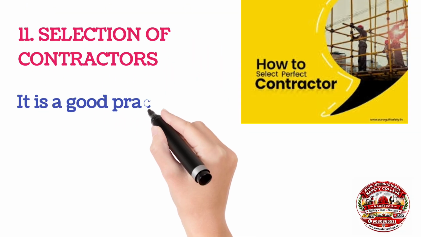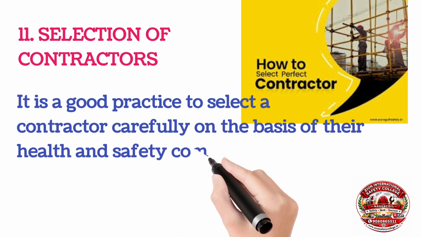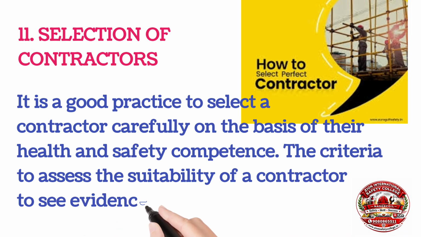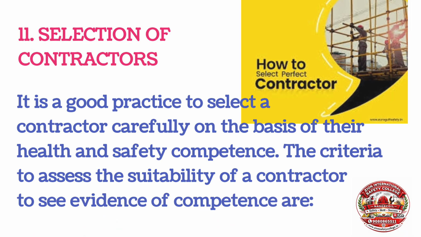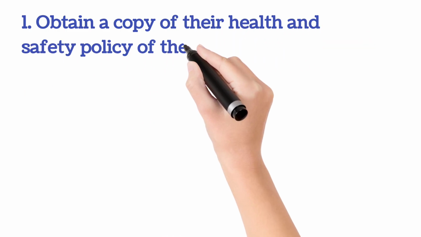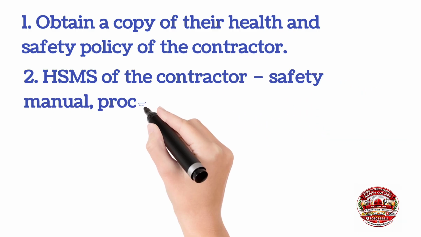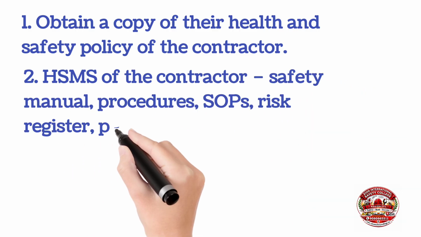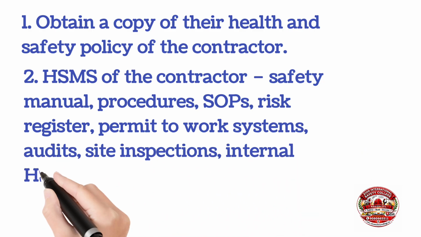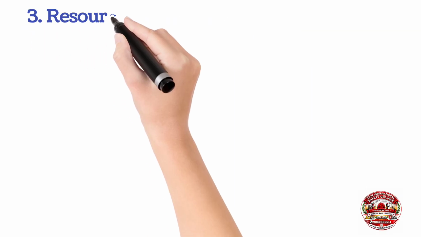Selection of contractors. It is good practice to select a contractor carefully on the basis of their health and safety competence. The criteria to assess the suitability of a contractor and to see evidence of competence are: obtain a copy of the contractor's health and safety policy, HSMS, safety manual, procedures, SOPs, risk register, permit to work systems, audits, site inspections, internal HSE audits, review meetings.